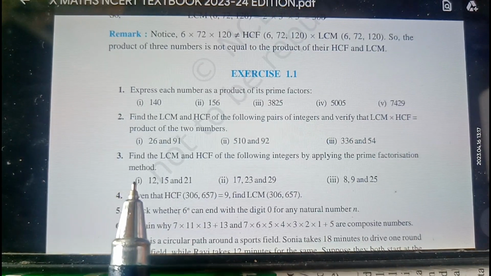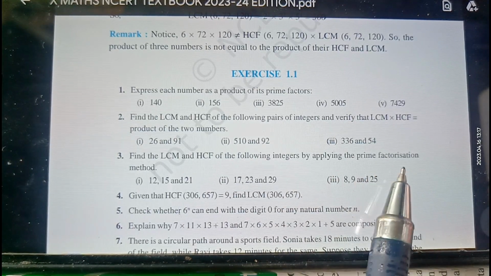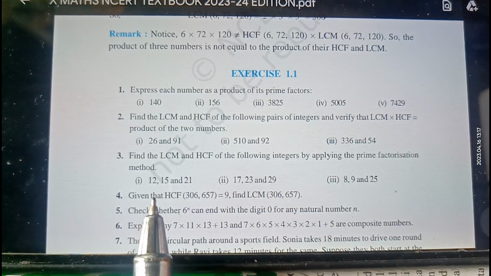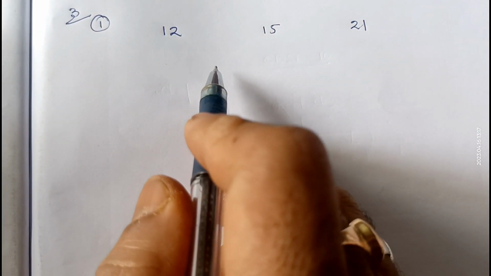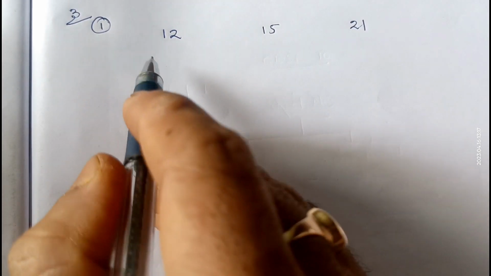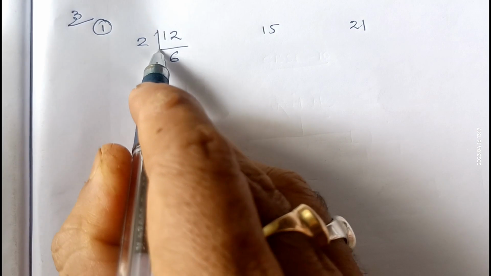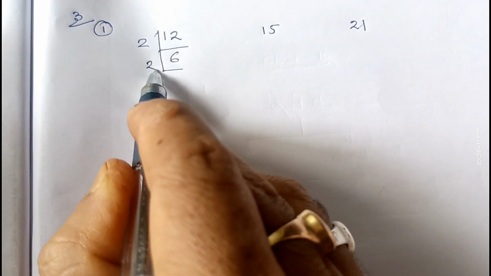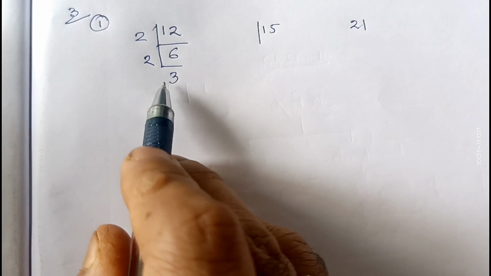In question number 3 it is given, find the LCM and HCF of the following integers by applying the prime factorization method: 12, 15 and 21. Now in this sum we have to calculate HCF and LCM by applying the prime factorization method. So we have to factorize these first. 2 6s are 12. Again 6 can be divided by 2. 2 3s are 6. Since 3 is a prime number, further division is not possible.